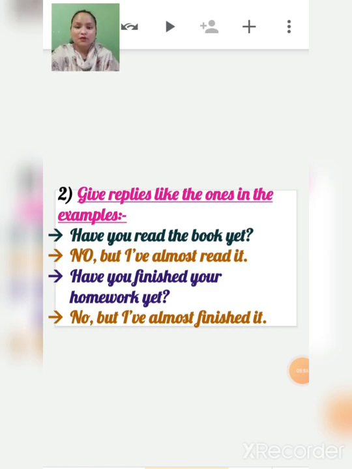Have you read the book yet? No, but I have almost read it. Have you finished your homework yet? No, but I have almost finished it. Almost means it is near to be, about to be, end, or just to be completed.